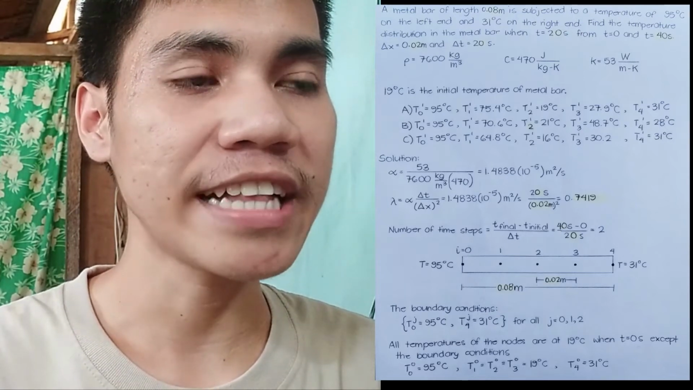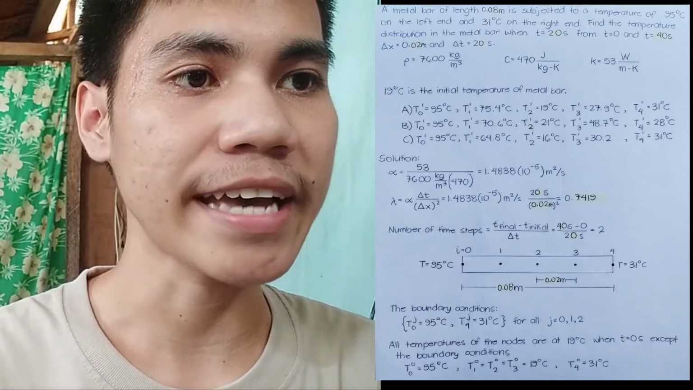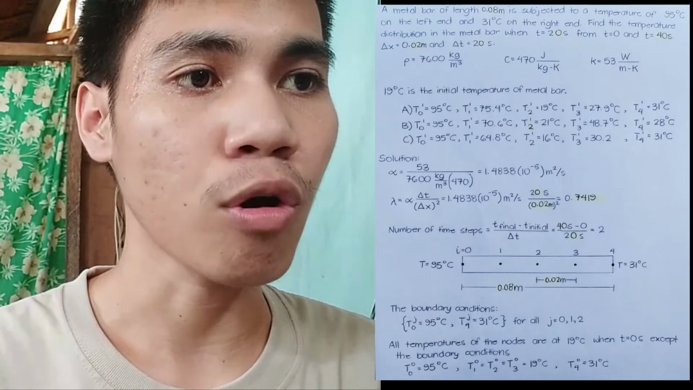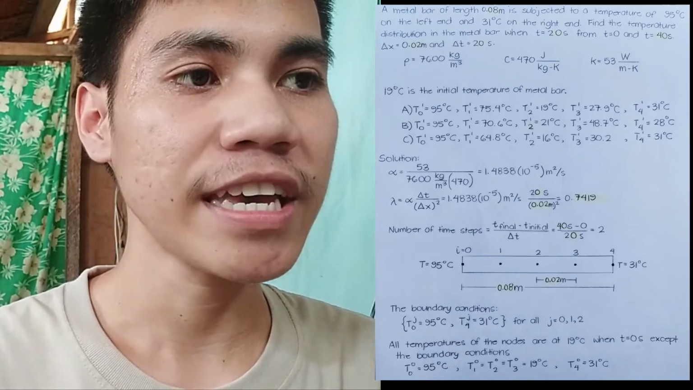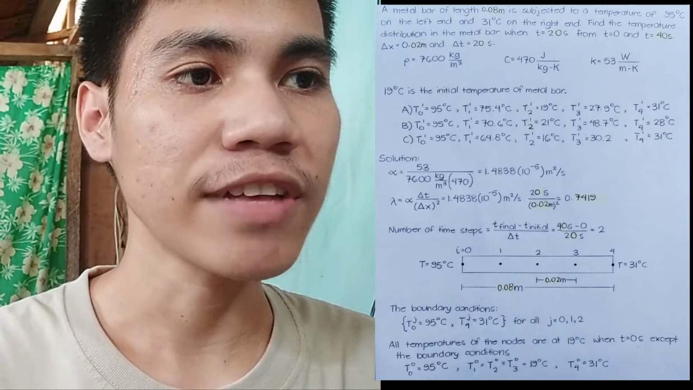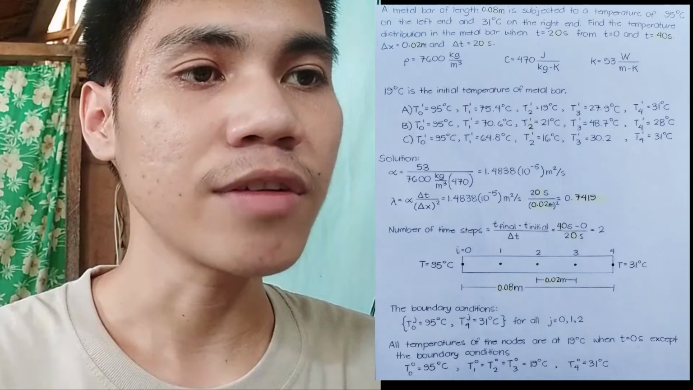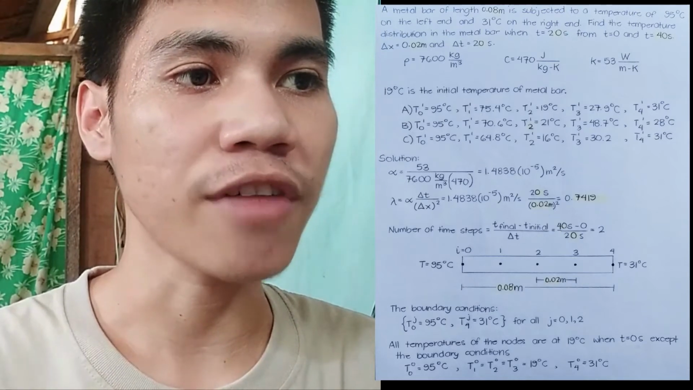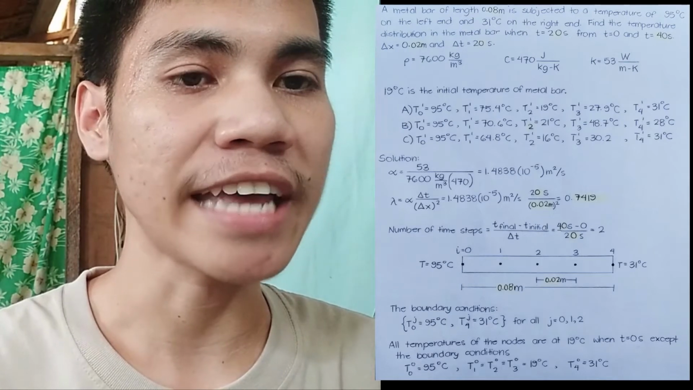Change in location, delta x, is equal to 0.02 meter. Change in time is equal to 20 seconds. Density of the metal bar rho is 7600 kg per cubic meter. Specific heat C is 470 joules over kilogram K. Thermal conductivity K is 53 W over meter K. 19 degrees Celsius is the initial temperature of the metal bar. Choices are provided. Please pause the video and try to answer the item.